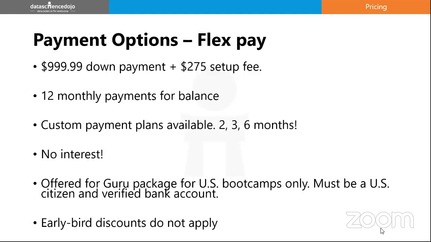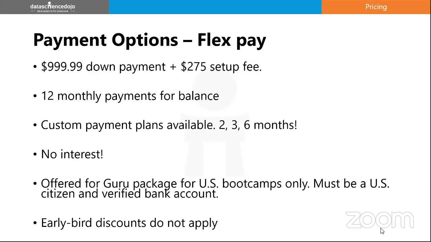Flex pay. So I know that some of you have asked us previously about the flexible payment plan. This does not include early bird discounts, but the benefit is you get to spread out the payment over 12 months. So you register with $1,000 down, and it comes with a $275 setup fee. So instead of paying the entire boot camp tuition up front, you would spread it out over 12 months. And then we do offer custom payment plans that are available for 2, 3, or 6 months, or whichever works for you. And if you can pay it off sooner, we might be able to cut down some of that cost. The great thing about this is that there's no interest.